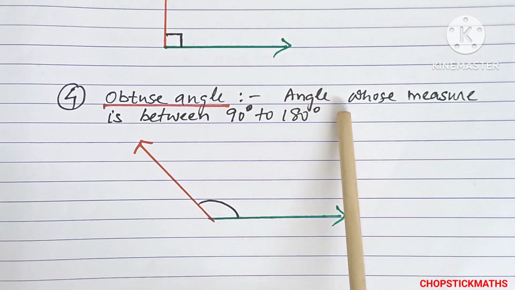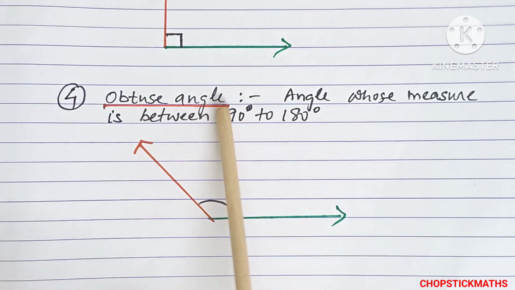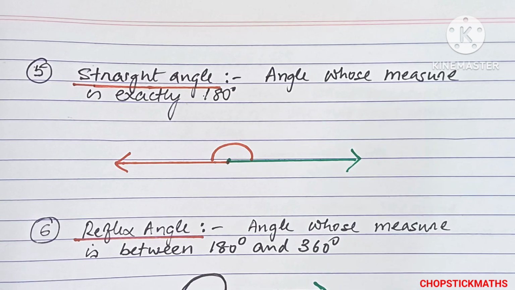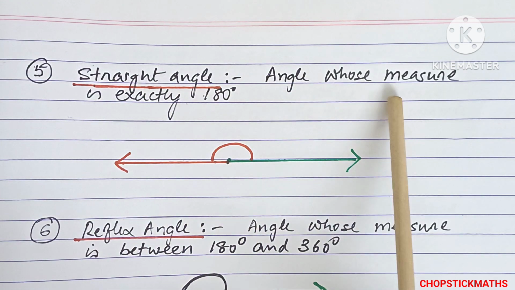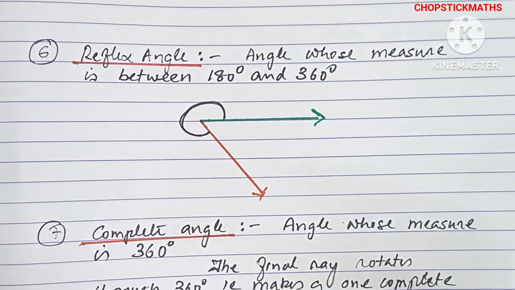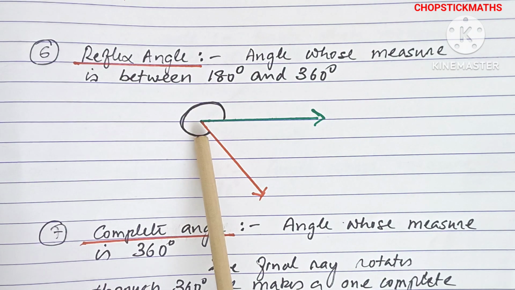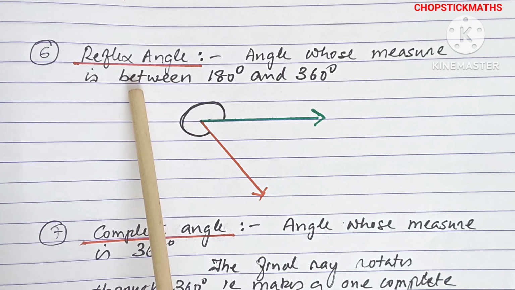Obtuse angle. Angle whose measure is between 90 degrees and 180 degrees is called as an obtuse angle. Straight angle. Angle whose measure is exactly 180 degrees is called as a straight angle. Reflex angle. Angle whose measure is between 180 degrees and 360 degrees is called as a reflex angle.